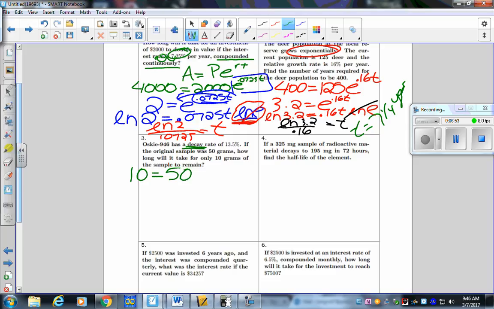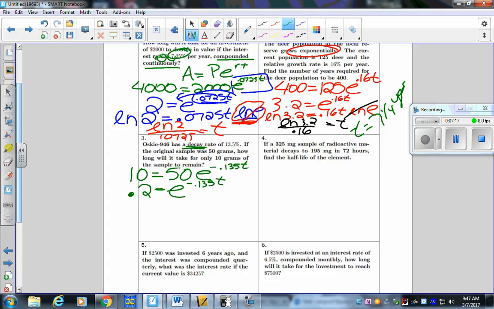I have 50 e, my rate is negative 0.035. Okay, making sure I change that to a decimal. Trying to find t. All right, let's go ahead and do it. Divide both sides by 50. That leaves me with 0.2 or 1/5. Because it's a nice clean decimal, it might be easier to leave it as a decimal. All right, I got an exponential.